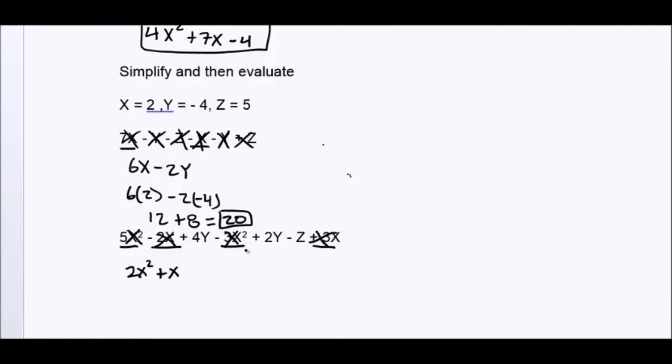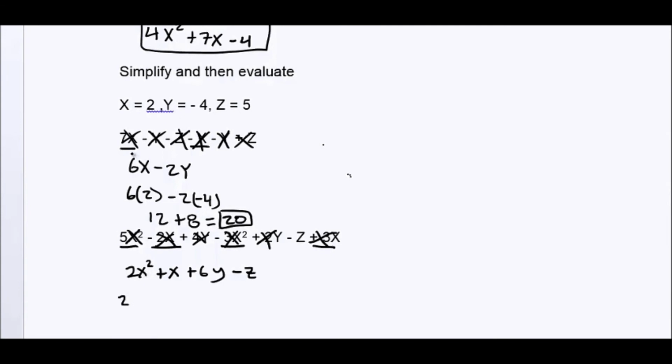Okay, so now I have 4y and 2y. That's 6y. Okay, cross those babies out. And just bring down the negative z. I'll go ahead and cross my z's, that way it doesn't look like a 2. This is my 2, this is my z. Okay, so now we evaluate this simplified expression for x equals 2, y equals negative 4, and z equals 5.